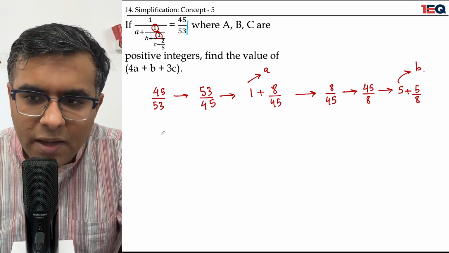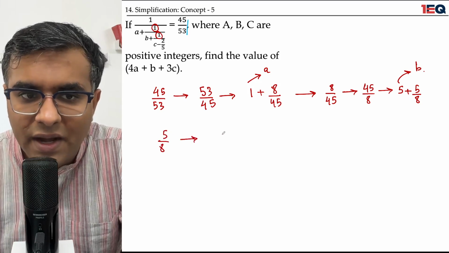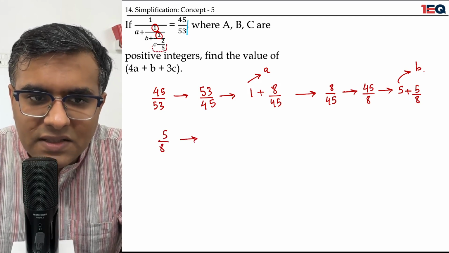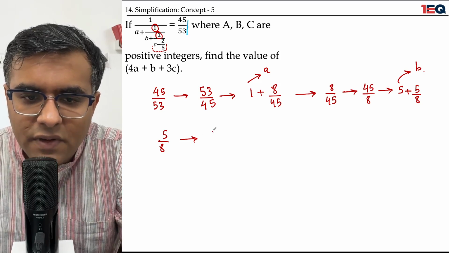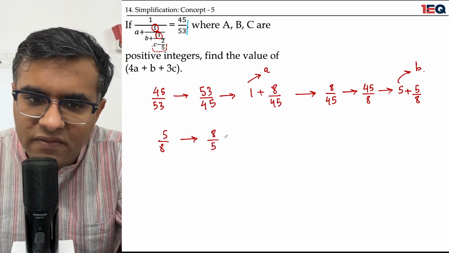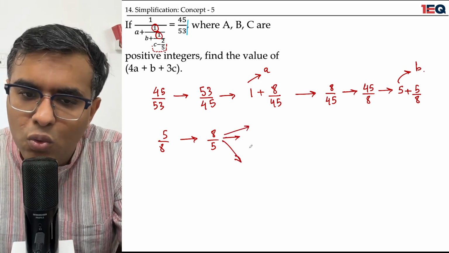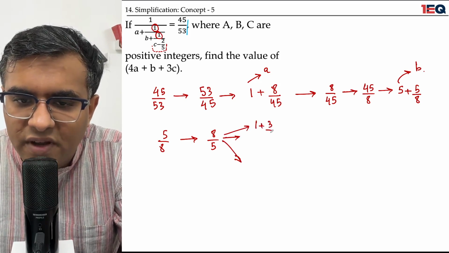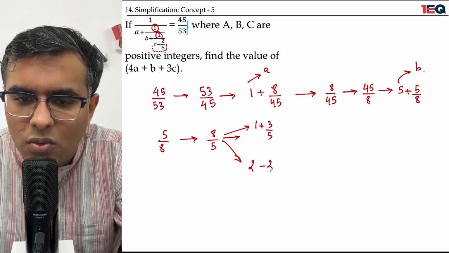Now, I am left with 5 upon 8. I would reciprocal it. And now, there is a very special catch I have to talk about over here. The c has something subtracted from it. What I have over here is 8 upon 5. I can convert it into c in 2 ways. This can be done as 1 plus 3 upon 5 or 2 minus 2 upon 5.